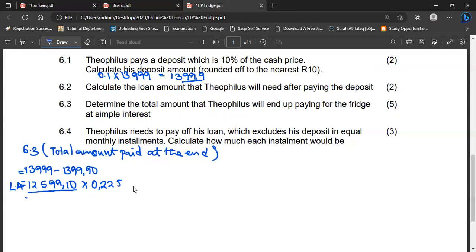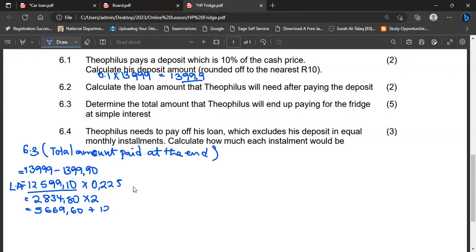And we end up having interest of 2,834 rands 80 cents. This is for only 1 year, but we multiply by 2. All right. Multiply by 2, and we get the 5,669.60.